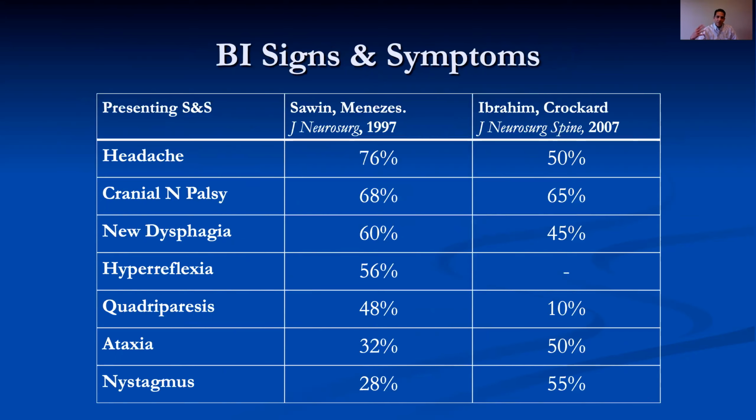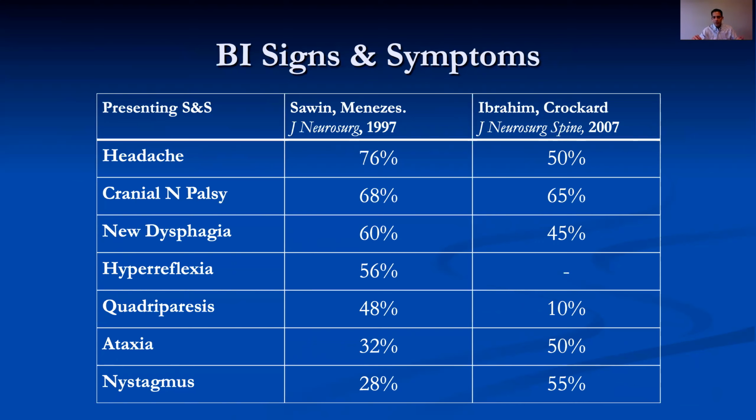Because it's such an insidious condition, what are some of the signs and symptoms that you get with BI? I've summarized 2 articles out of the neurosurgery literature showing you the relative incidence of these signs and symptoms. By far, headaches are the most common. That's a relatively common symptom in any sort of condition. So let's move down the list a little bit.